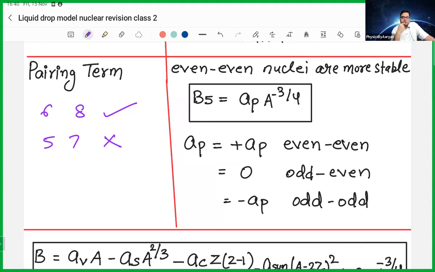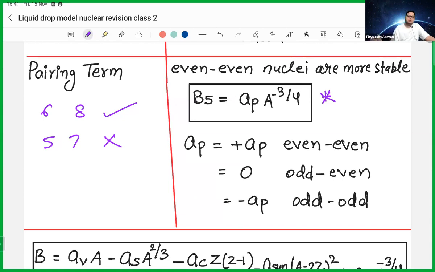Okay, so this term can be written as delta equals pairing constant a_P into A to the power minus 3 by 4. This you have to remember. So if it is even nuclei, then a_P should be positive, because even nuclei will increase the binding energy. That is why it should be positive. But if it is odd-even, then this is simply 0. Binding energy does not increase, does not decrease. But if it is odd, then the binding energy will decrease. That is why it should be negative.